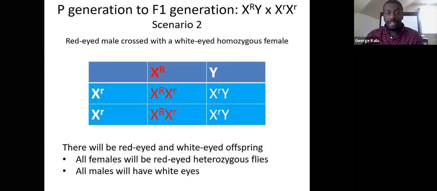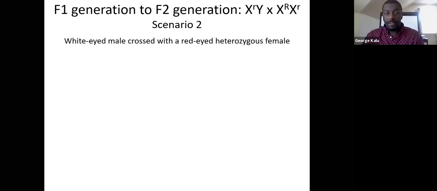Now, if we do a different scenario, let's say we have a white-eyed male and we cross them with a red-eyed heterozygous female. Do we want to go through this step by step again, or do you want to just flow through? Okay, we'll go through it. So for this particular scenario, we'll do another Punnett square.